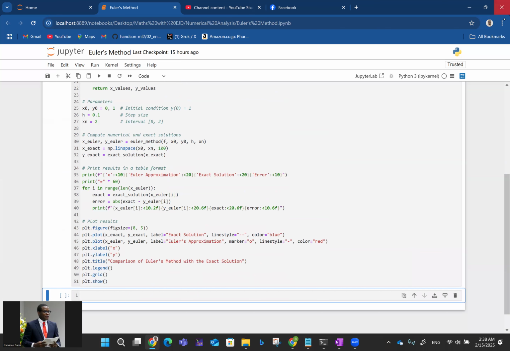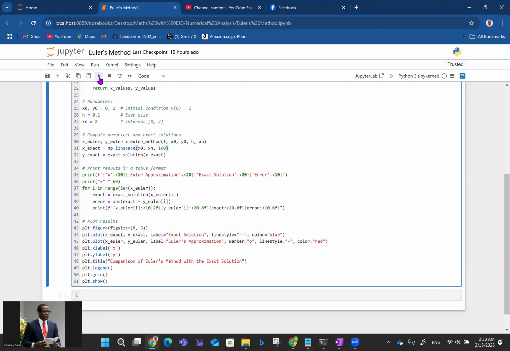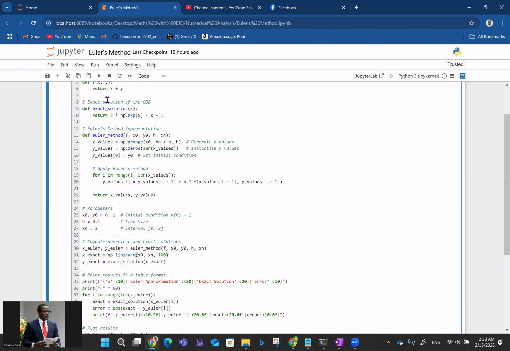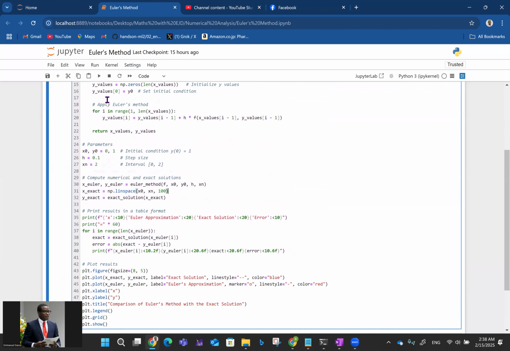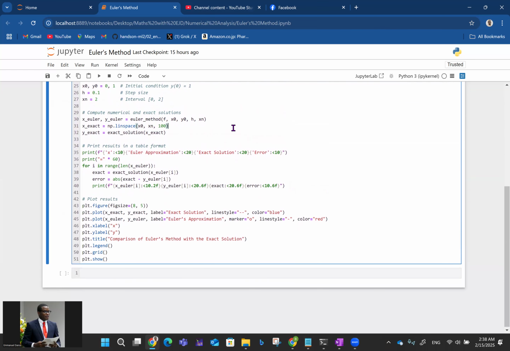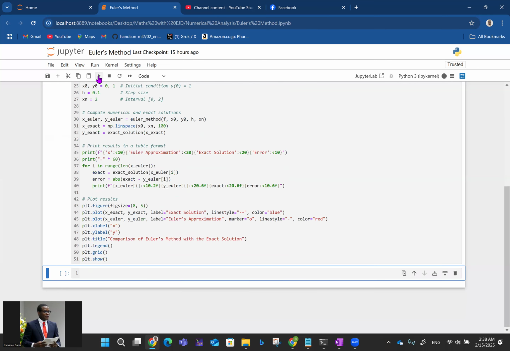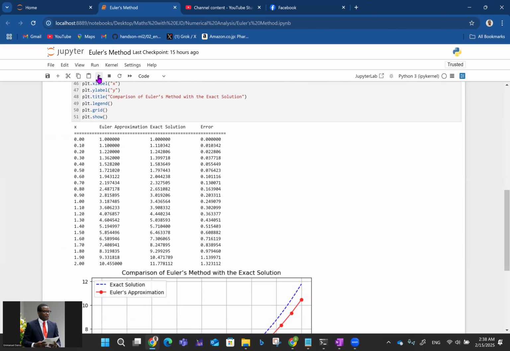So you can play with this a lot. I mean, put any function you want to put. If you know the exact solution, you can define it differently based on whatever it is. So with all of this, you can run this and then it spews out the result.